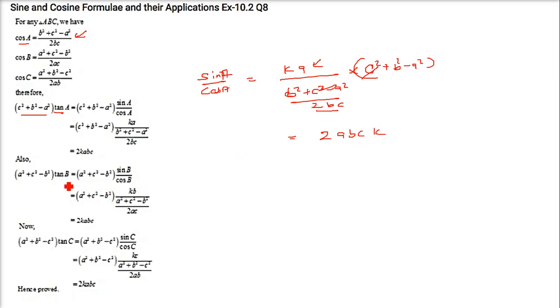Similarly here, same thing, tan b, writing sin b by cos b. Sin b is kb and cos b is (a square plus c square minus b square) by 2ac. So this gets cancelled, 2ac goes up, it will be 2abck. Similarly here, tan c is sin c by cos c. Now this cos c is (a square plus b square minus c square) by 2ab. This gets cancelled, 2ab goes up. So it also is equal to 2kabc. So that is why this one and this one, they are equal.